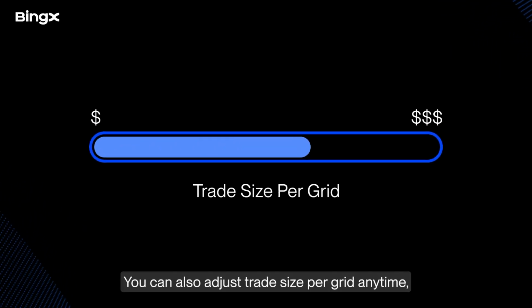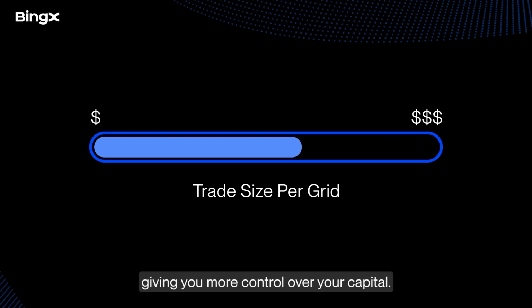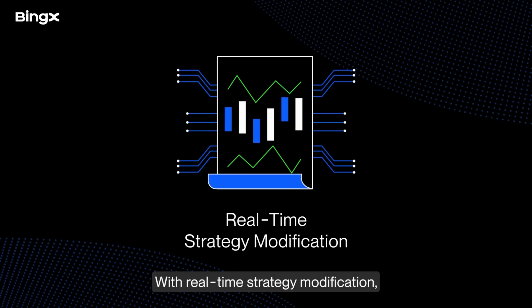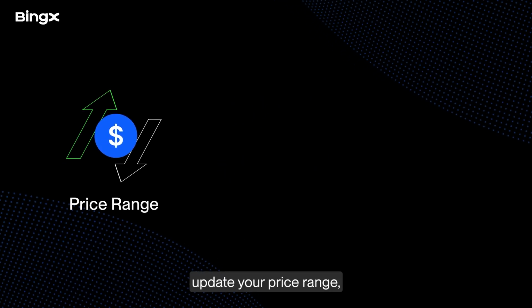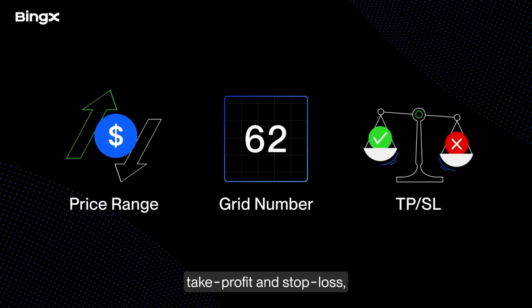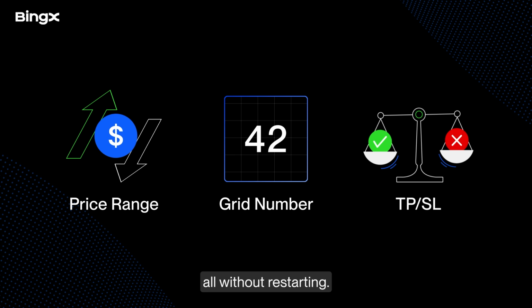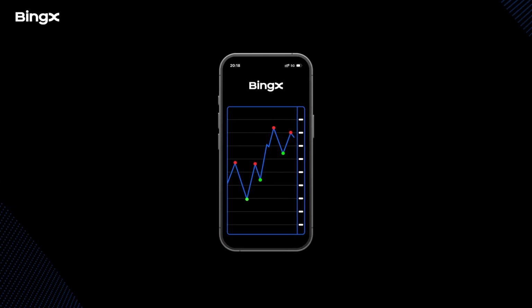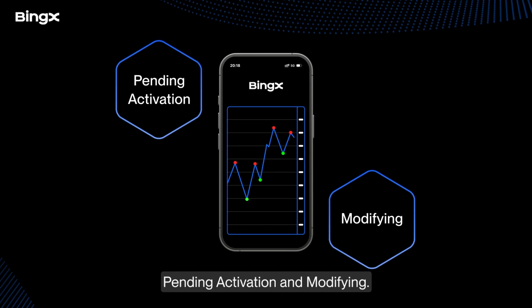You can also adjust trade size per grid anytime, giving you more control over your capital. With real-time strategy modification, update your price range, grid number, take profit and stop loss, all without restarting. Plus, track your strategy with 2 new grid statuses, pending activation and modifying.